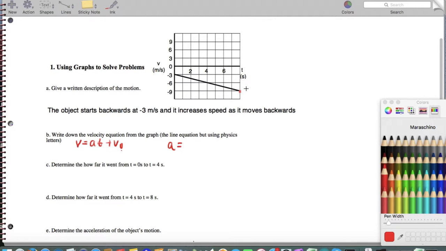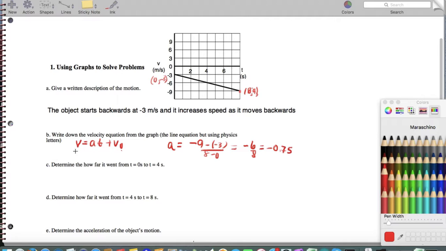So I have a point here that's going to be -9, let's see, 2, 4, 6, 8 seconds. So actually it's 8 seconds at a coordinate of -9 meters per second. And here we're at 0 and -3 meters per second. So when we do the rise over run calculation, we're going to have -9 minus -3 over 8 minus 0. And so that's going to give me -6 over 8. So we should write that as -0.75.